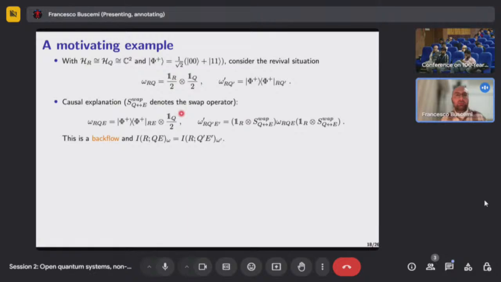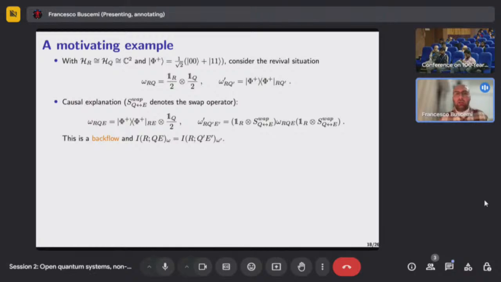Well, you can explain that, for example, by a causal explanation. So you can imagine that there is an environment here which is maximally entangled with the reference, and then the interaction between system and environment is just a swap operation that swaps the system and the environment, so that you start from a situation where reference and system are factorized, but then because the swap is swapping this entanglement from environment to the system, at a later time, system and reference are maximally entangled. And this is a backflow. This is a backflow of maximal entanglement from the environment to the system.